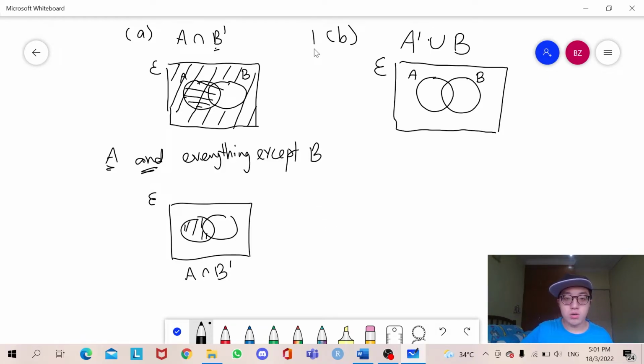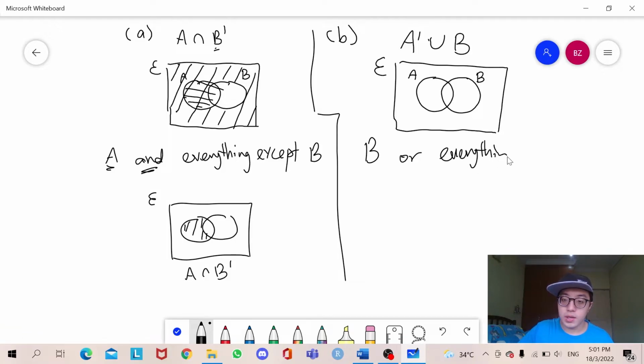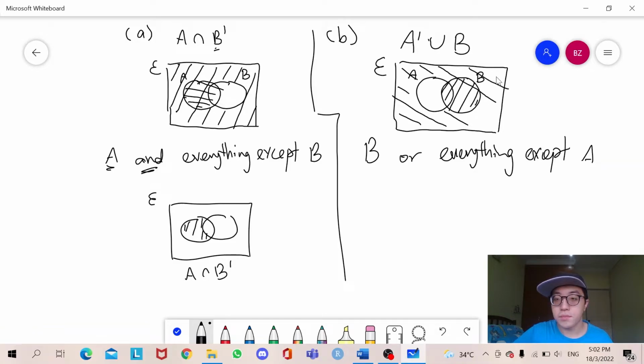And now we are going to go to the second one. This means B or everything except A. So what's the difference between this union and intersect questions here? First we are going to do the same thing, B. So everything B, okay, or everything except A. So it's this one, everything except A. So this is what it means.